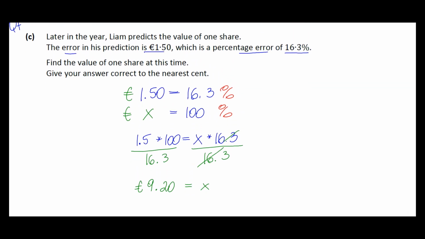So that method is called conversion. We are converting euro into percentage. Now the main idea is that we compare like with like. So if I have percentage here, then I have euro here. I can't mix them around, otherwise it's not going to work for us.